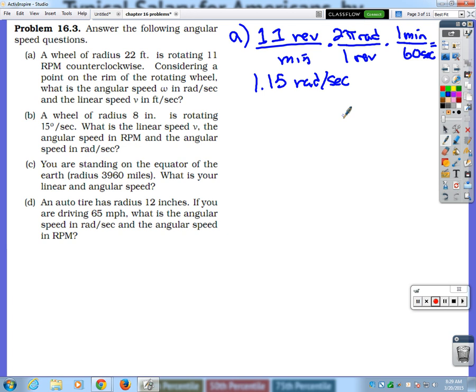Once you have that, we have the simple relationship between angular velocity and linear velocity. What's the formula that relates those two? V equals r times omega. So we just need to take this and multiply it by 22. That gives 25.34 feet per second.